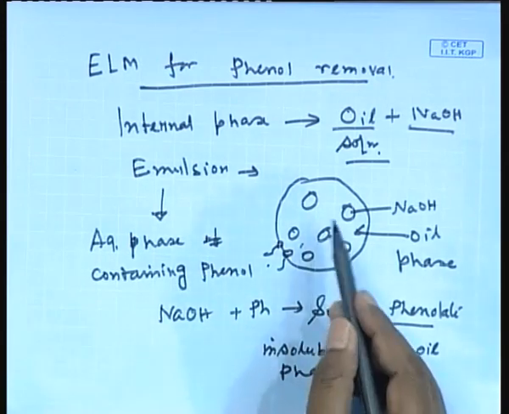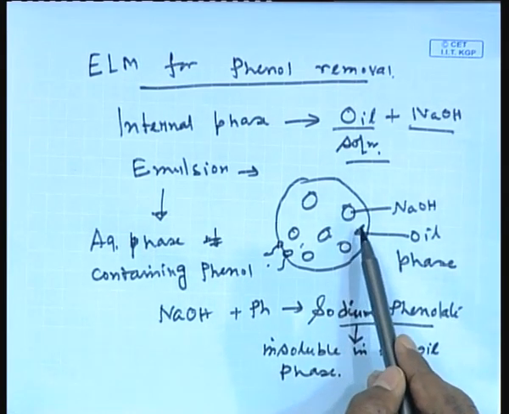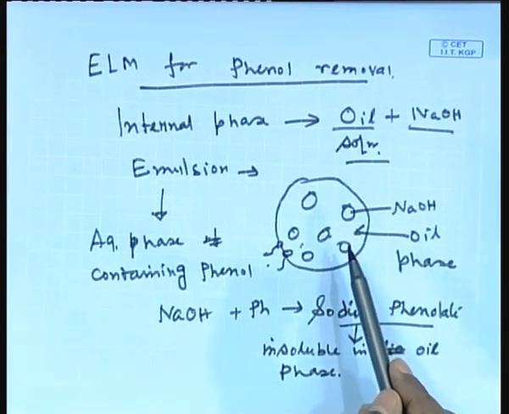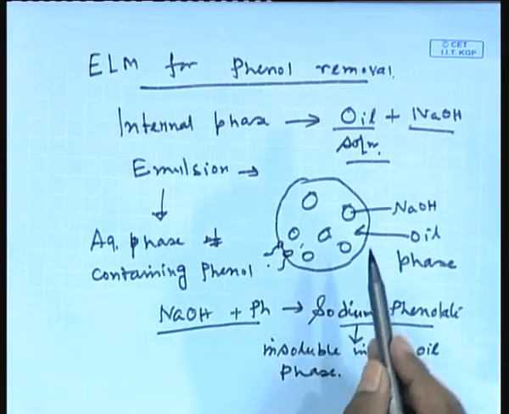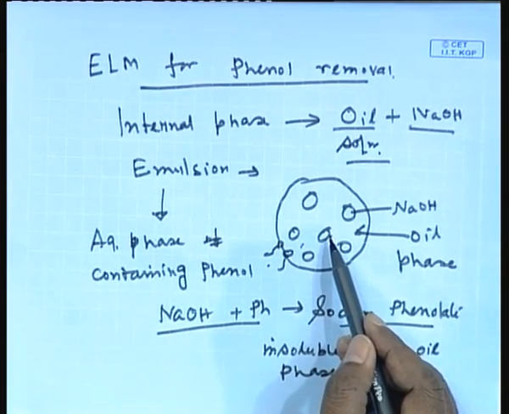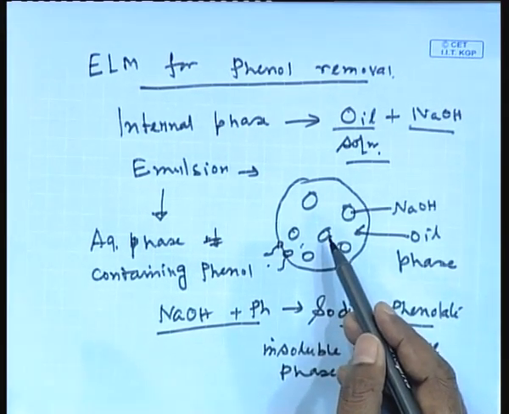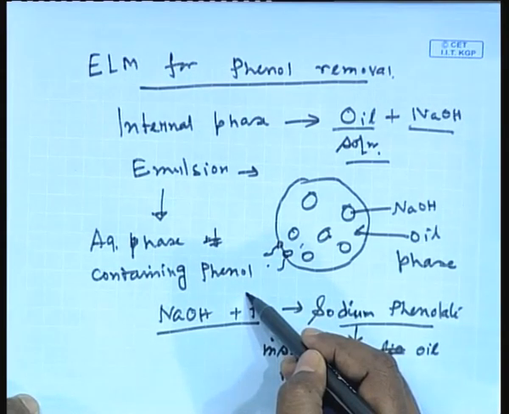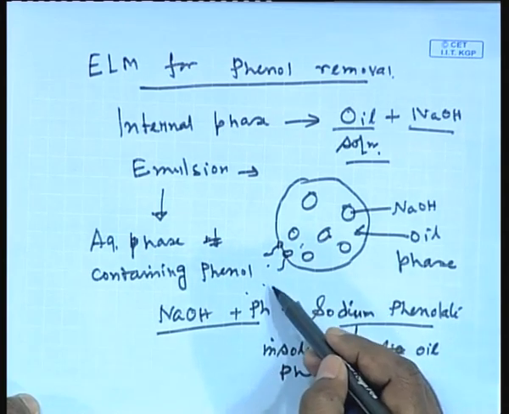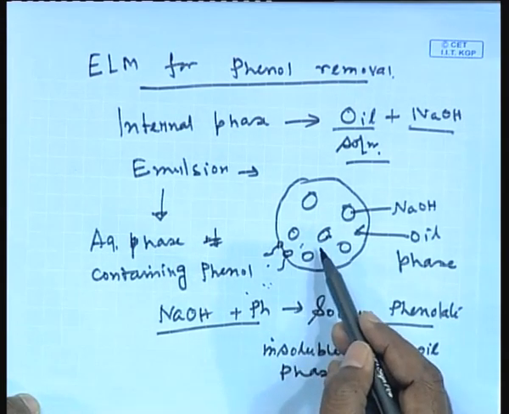So it remains trapped within the emulsion globule. All of the inner phase will be having the sodium phenolate, trapped because it is insoluble in the oil phase. Because of this reaction, the concentration of phenol in the inner phase will be equal to 0, and phenol is present in the outer continuous phase. So it maintains the maximum concentration gradient, that means C out minus 0, across the inner phase and the outer phase, and phenol will keep on diffusing through the oil phase.